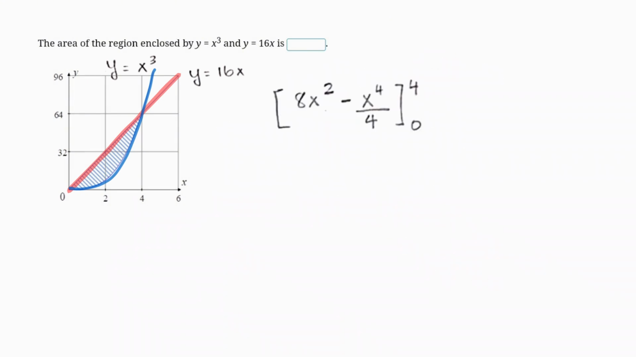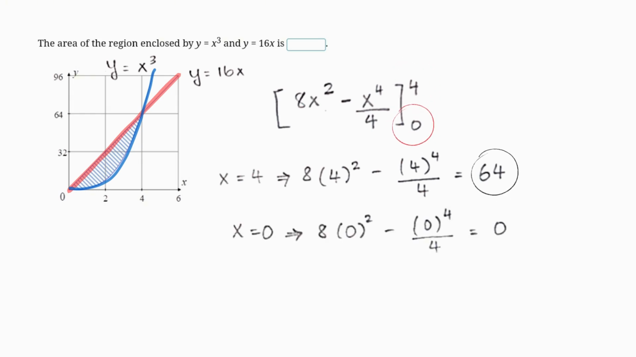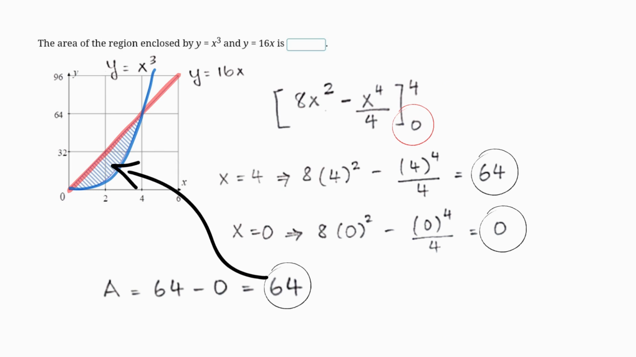We start by substituting the upper limit, 4. So, 8 times 4 squared minus 4 to the fourth power over 4 equals 64. When we substitute in the bottom limit, 0, the whole thing becomes 0. So, A equals 64 minus 0 equals 64, and this is the area of the shaded region.